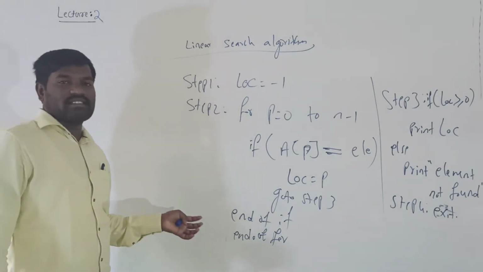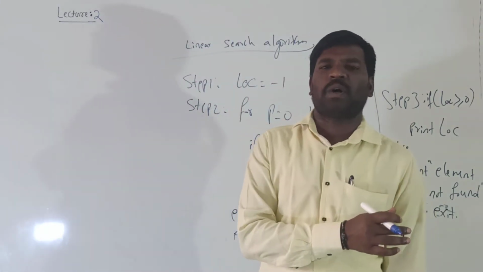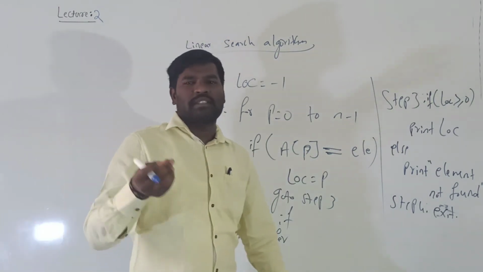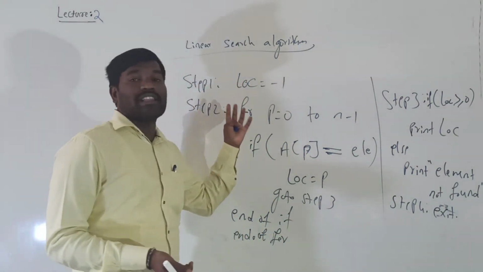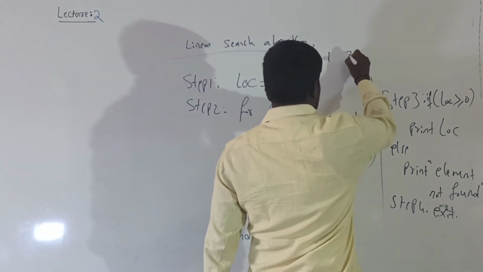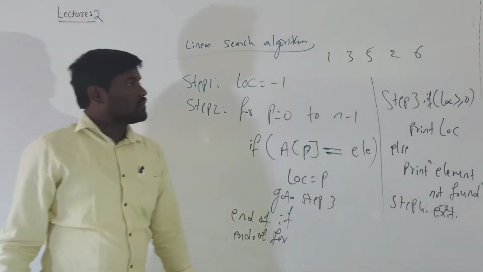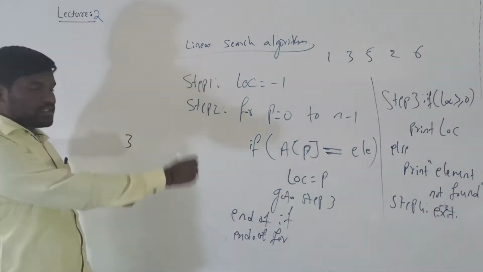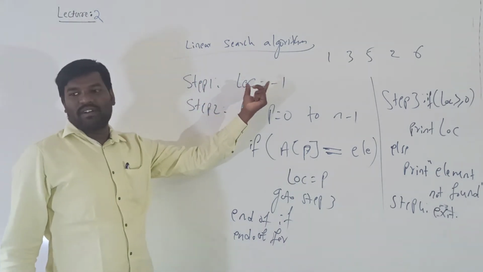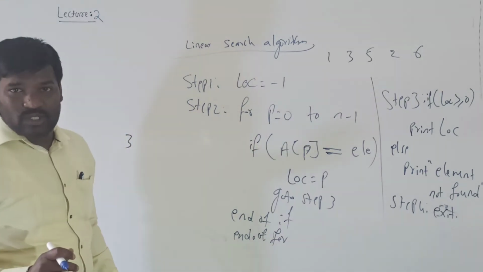In linear search, the elements may be in any order. There is no restriction for storing the elements. They may be sorted or unsorted. It will work for all elements. I will take the elements 1, 3, 5, 2, 6, and I have to search for the element 3. Initially I take the location value as -1. -1 usually means the element is not present.